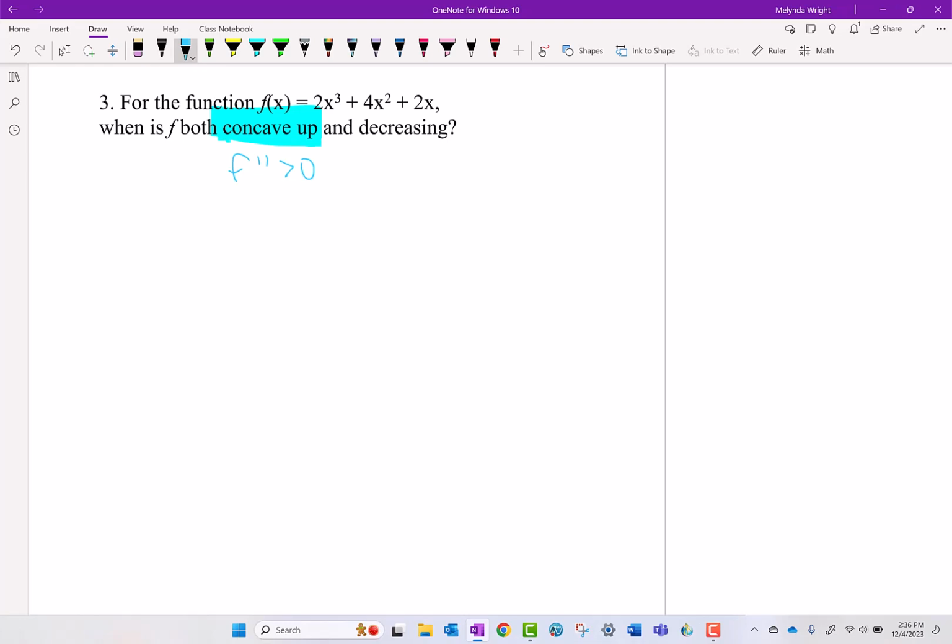Decreasing, let's see, what does that look like? Decreasing, if you recall, that's when f prime is less than 0. So we want, and this is critical right here, we want both of those, not just one or the other, and not just listing the two of them. We want them combined together. We want f to be both concave up and decreasing at the same time. That's our goal, is to figure out when that is going to happen.